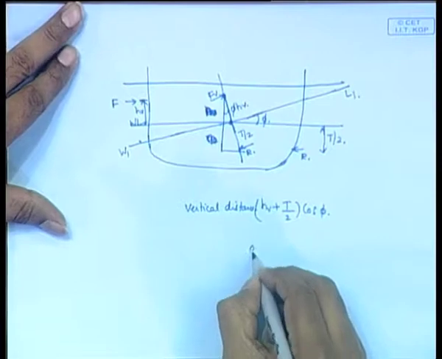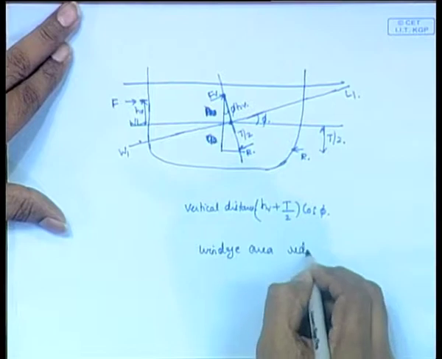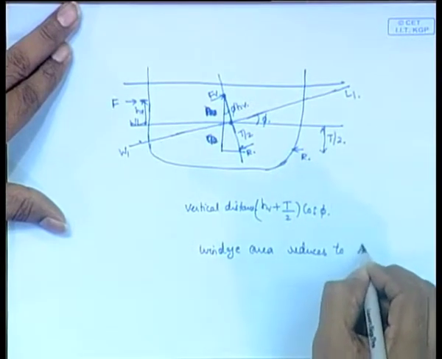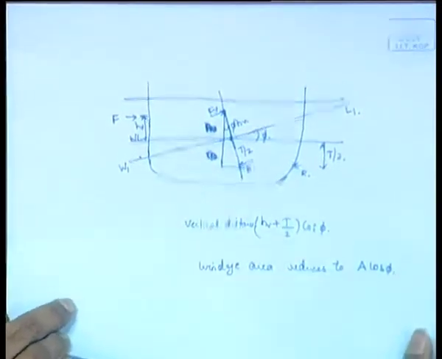If this area is A, this area itself will be like this. This area in this projection will become A cos phi. This angle is phi. So, the windage area reduces to A cos phi. Okay. Now that you have these two values, let us write the expression. First of all, what is the moment due to the wind initially? Okay, it is initially in an upright condition. What is the moment due to the wind?